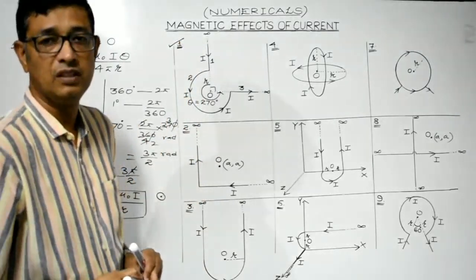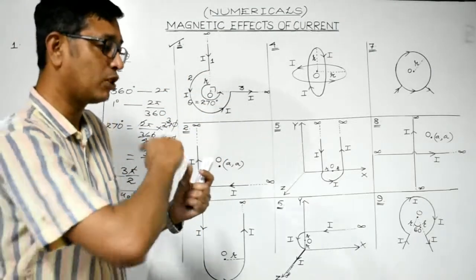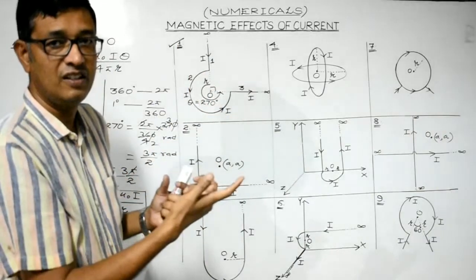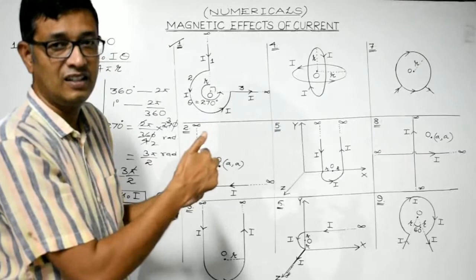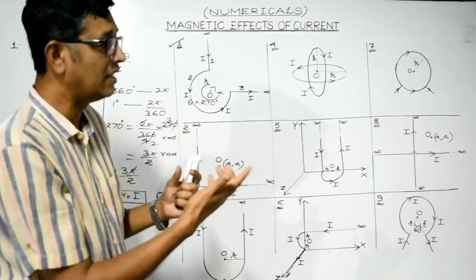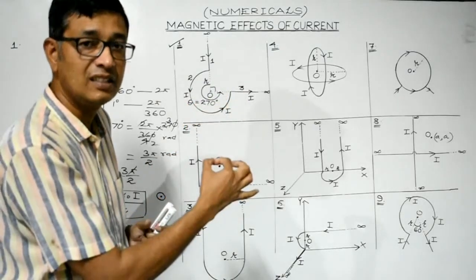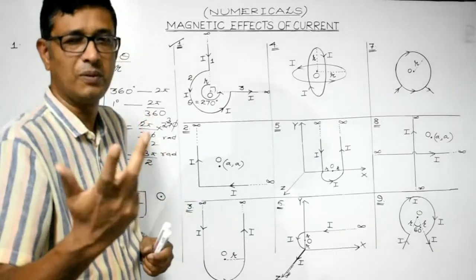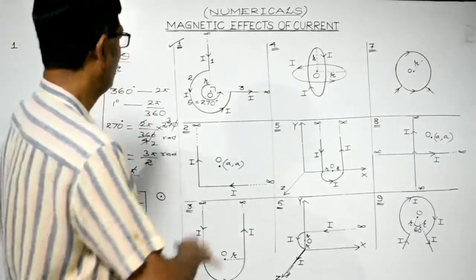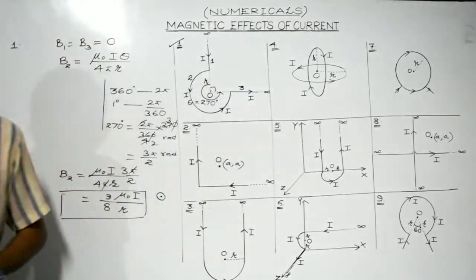And students, remember, if in a circular loop the current appears to be flowing in the clockwise direction, then at the center the magnetic field will be directed inwards. And in case in a loop the current appears to be flowing in the anti-clockwise direction, then at the center the magnetic field lines will seem to be coming outwards. Just remember these 2 points, right? Okay, we are over with question number 1. Let's proceed with question number 2.